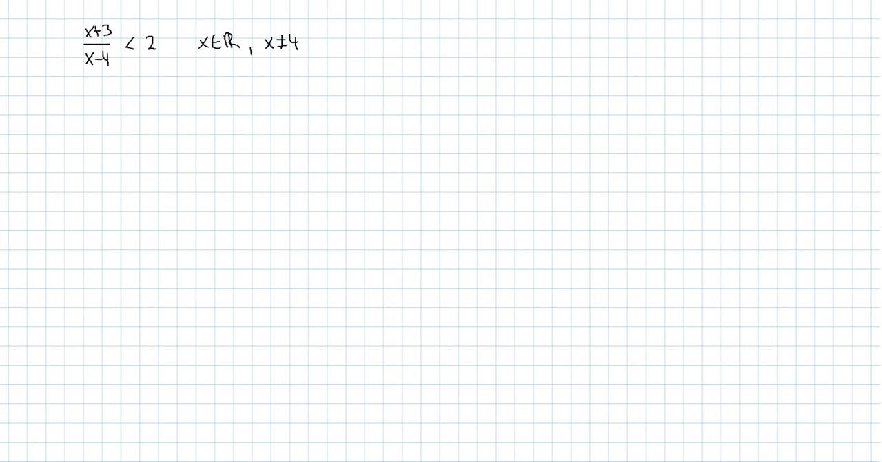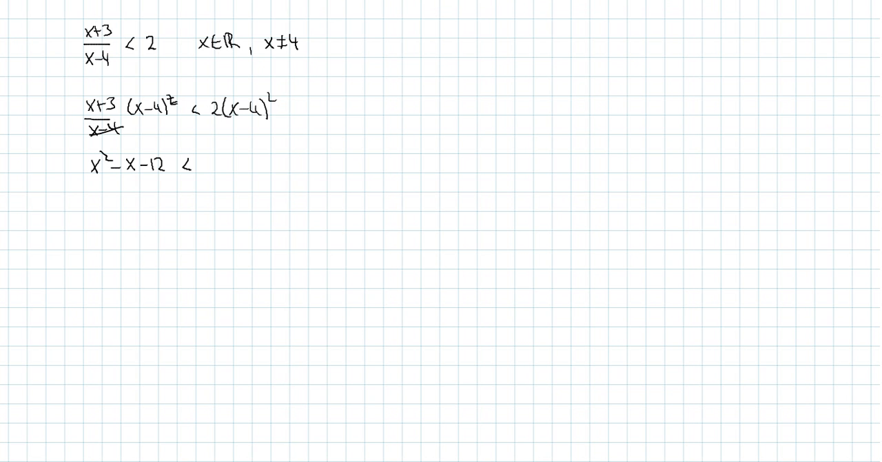So what we're going to do is multiply across by something that's related to x − 4, but something we know is definitely positive, namely (x − 4) squared. So (x + 3)/(x − 4) multiplied by (x − 4)² is less than 2 times (x − 4)². Because don't forget, to keep the whole thing balanced, you have to do the same thing on both sides. That means x − 4 cancels with one of those, and that gives me (x + 3)(x − 4), which is x² − x − 12.